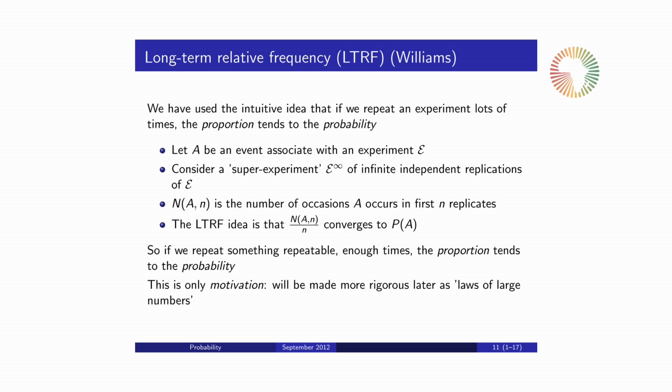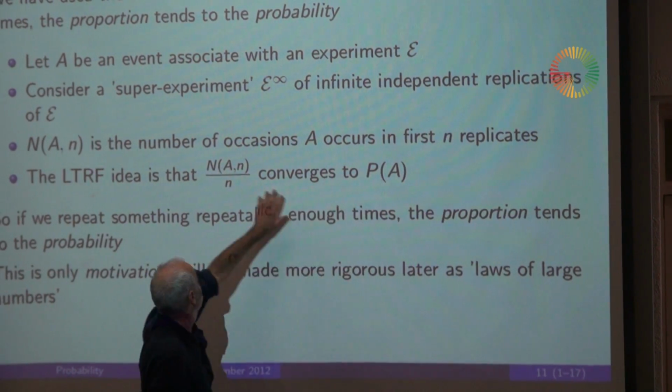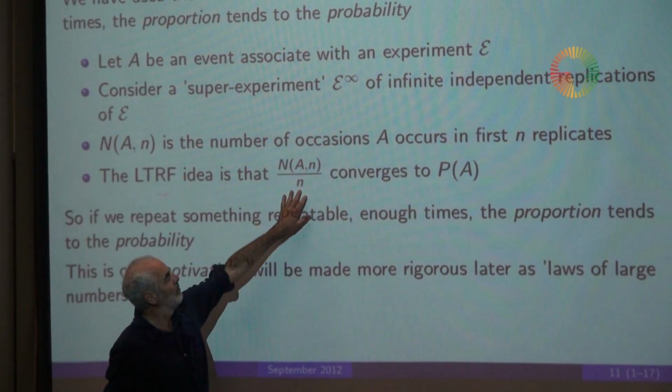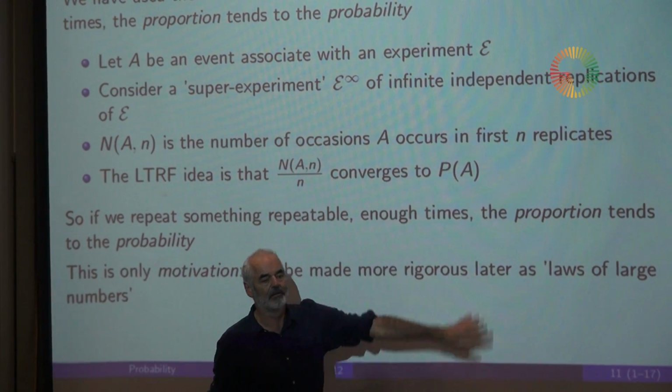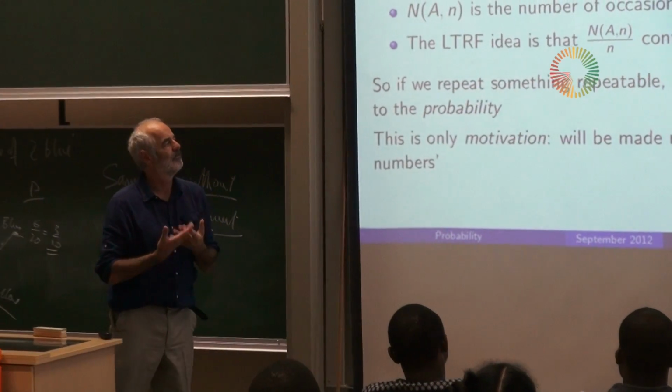Okay, and a bit of formality on this. If you do an experiment with a particular event, if you think of doing the experiment an infinite number of times, throwing the dice again and again, the jelly beans coming out again and again, for hours and hours, then the number of occasions that they occur in the first n replicates, divided by the number of replicates, should converge to the probability. Again, this is informal. We'll do it a little bit more rigorously as laws of large numbers later, but essentially a proportion tends to a probability in these repeatable situations.